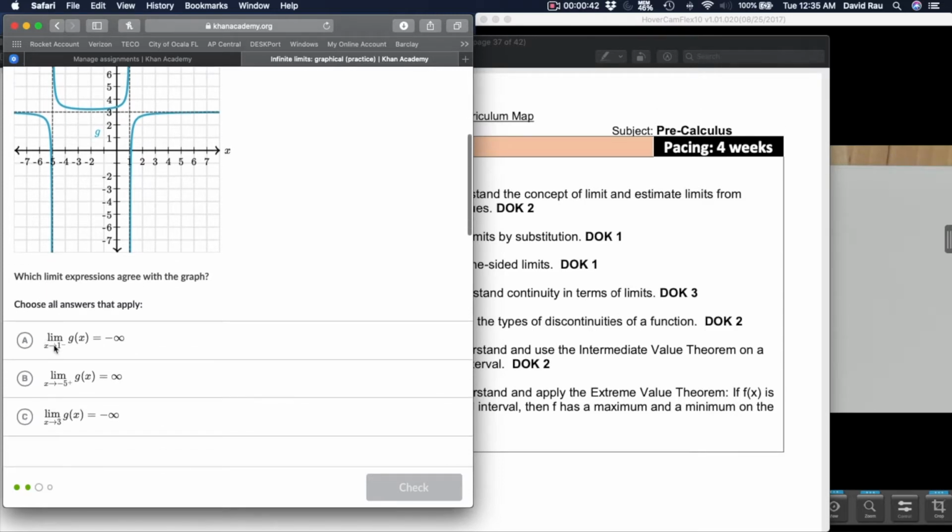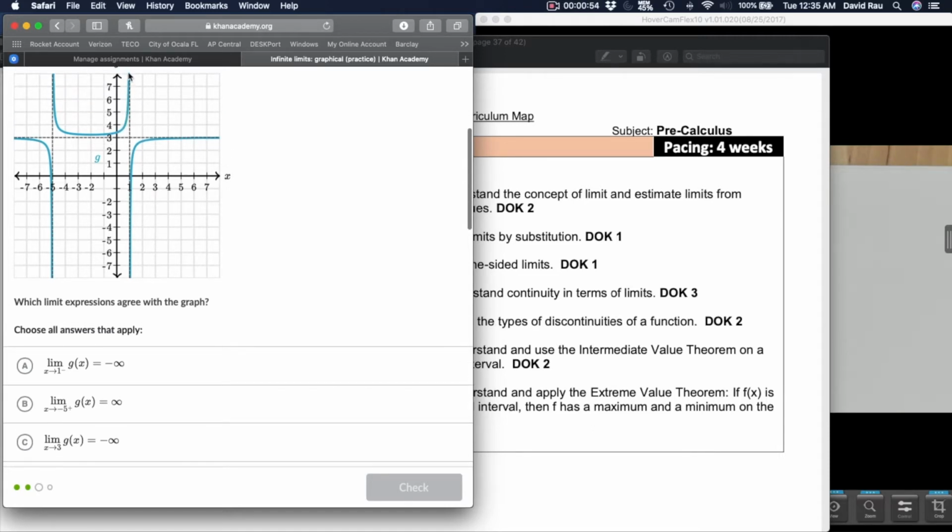It says the limit as x approaches, remember this means 1 from the left, so here's 1. And from the left, we're approaching, well, unbounded, but we're going up, up, up. And remember, up is positive. So as we're approaching 1 from the left, are we approaching positive infinity? Yes, we are, but this says negative infinity, so don't click answer choice A.